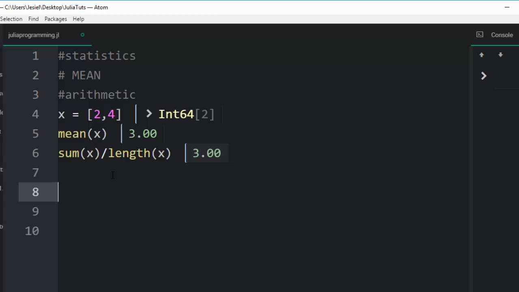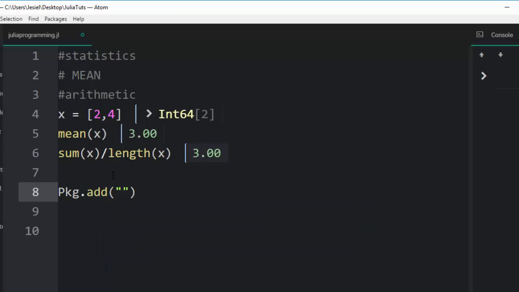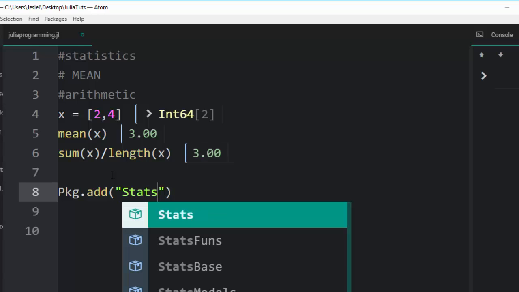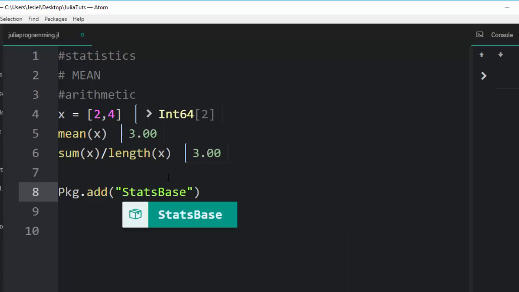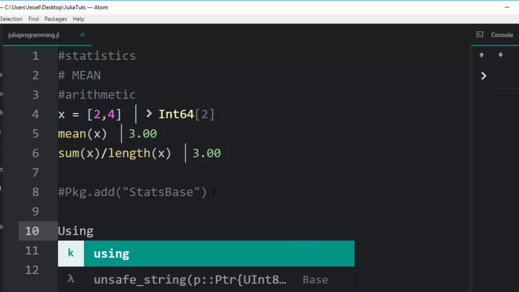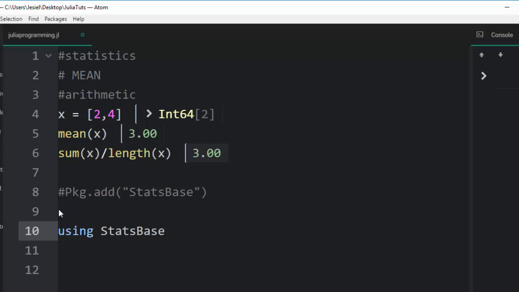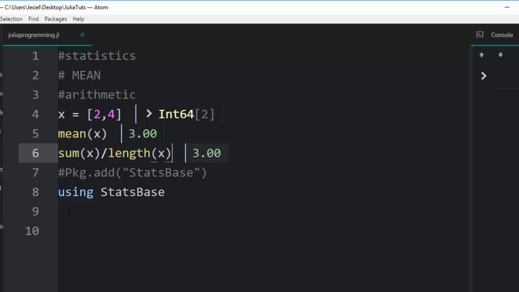So to use it, you have to first of all add this package, using pkg, if you don't have it already, StatsBase. There are a lot of packages, StatsBase, right? So if you don't have it, you can just add this package, but if you already have it installed, you just go straight away with using, small u, not capital U, and then StatsBase. After that, you can do more functionalities, like the harmonic mean.